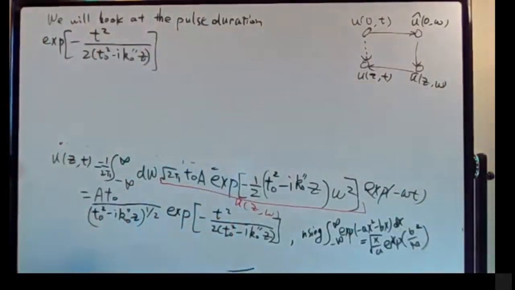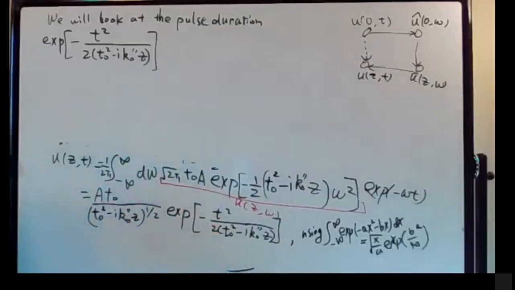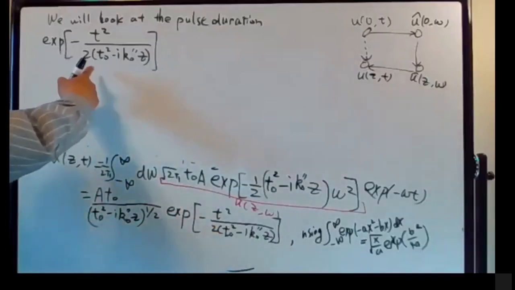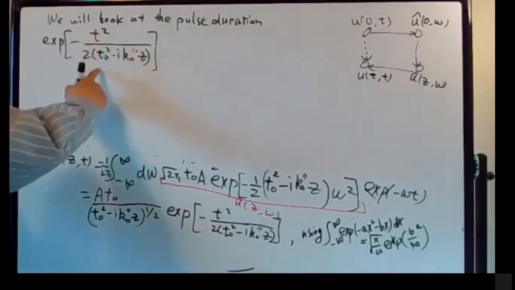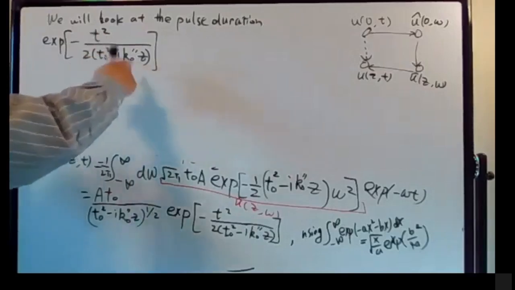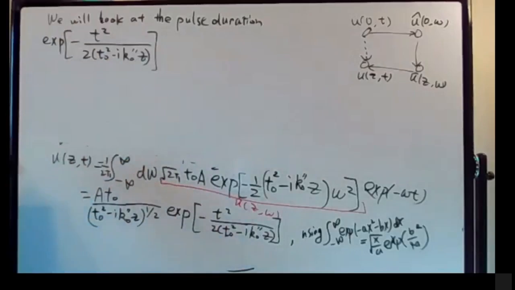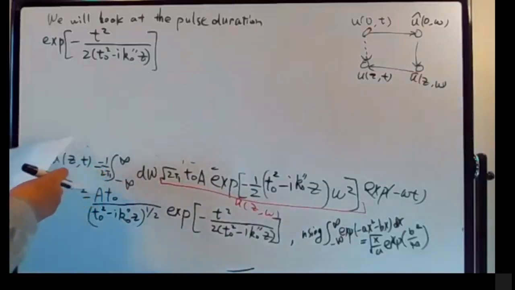So that's the t squared over 2 times t naught squared minus i k naught double prime z. So this is the pulse, right? This is a pulse, but it has a complex number in it. So let's remove this complex number so we can get the pulse shape. Yeah, we have 6 minutes. Let's at least get the pulse width, and then that's it.